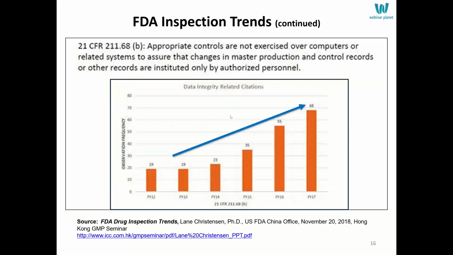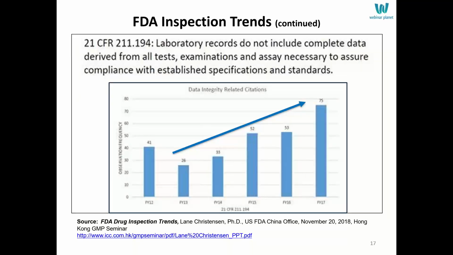And again, another example of a data integrity issue where companies are not putting appropriate controls over computers and related systems, making sure master production and control record changes are only done by authorized personnel. And again, that increasing trend is alarming to FDA. And a similar one where companies are being cited for not having complete data derived from all tests, examinations, and assays necessary to assure compliance with established specifications and standards. Again, we see an alarming increase.